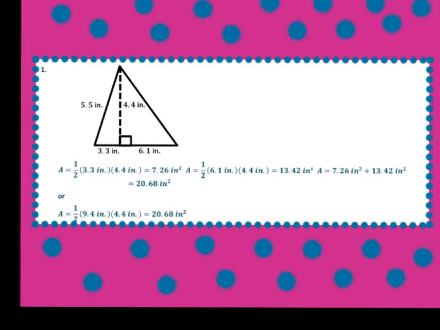Another way to solve for the area of this triangle would be to add the bases together. If we add 3.3 inches and 6.1 inches, we get 9.4 inches. If we plug these dimensions into our formula A equals 1/2 base times height, we get 9.4 inches times 4.4 inches divided by 2, which would give us our final answer for the area of 20.68 square inches.